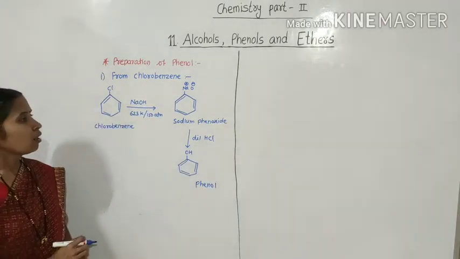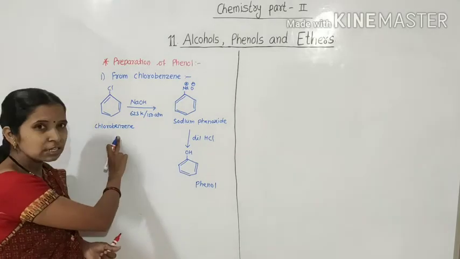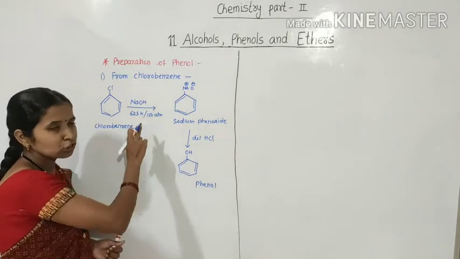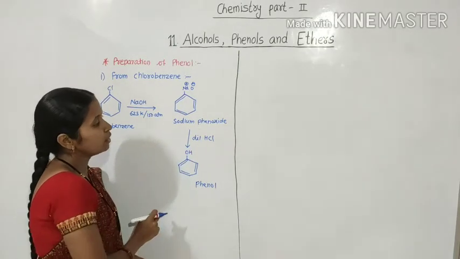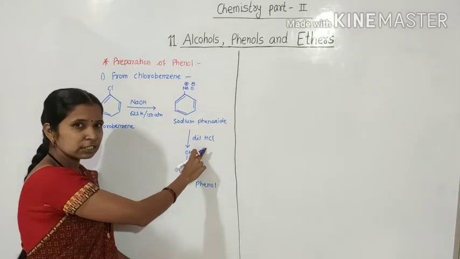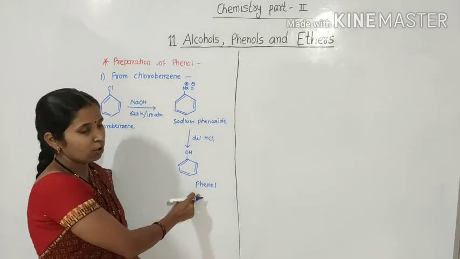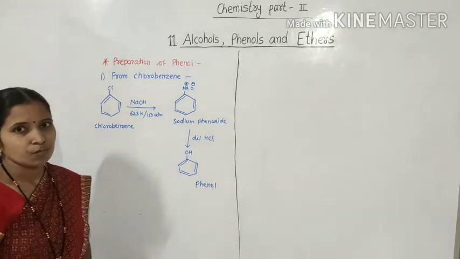Okay, I repeat again. Chlorobenzene fuses with NaOH at high temperature and pressure to form sodium phenoxide, and sodium phenoxide on further treatment with dilute HCl forms phenol. Then our second method is from cumene.